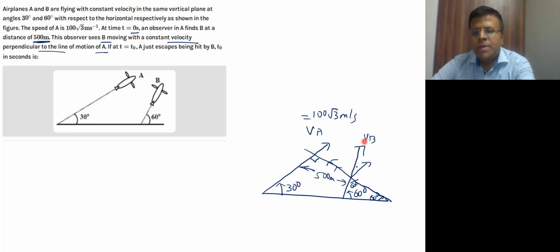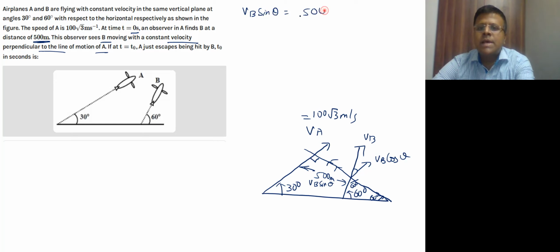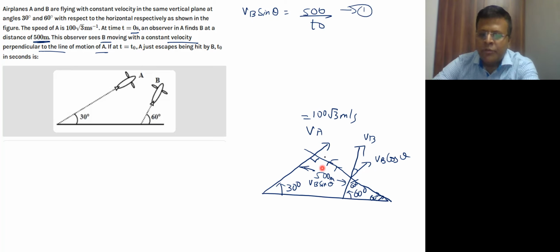And if I say this is VB and this is some angle theta, then we have to basically find out how much is this angle theta so that we can resolve the velocity into two components in terms of VB cos of theta, and this one is VB sine of theta, where you can see that VB sine theta velocity is distance upon the time, the time t naught, which you are talking about here. So here, if we are able to find VB, then we can find the value of T naught. So this is equation number one. So let's try to focus on finding out the value of theta.